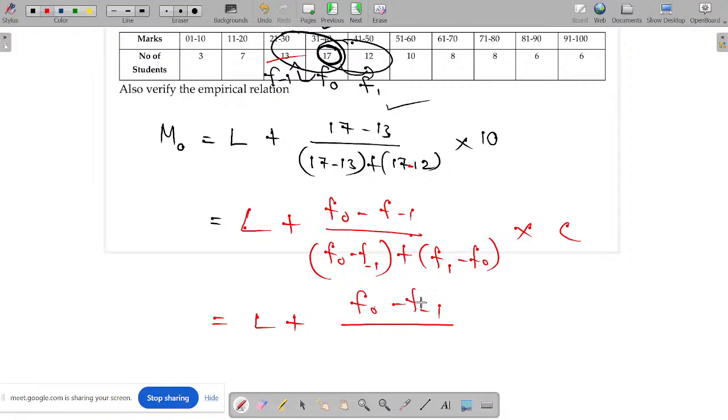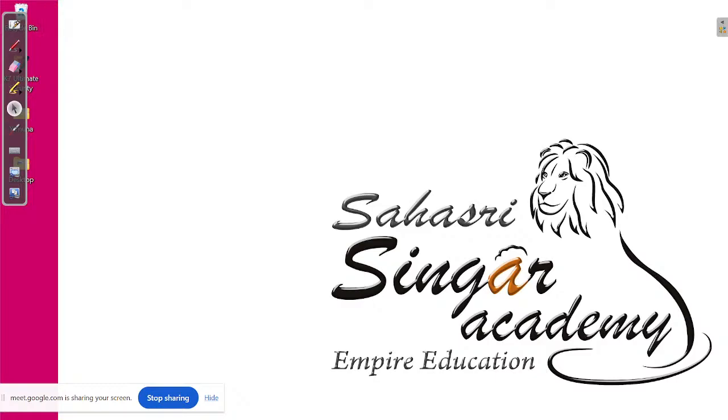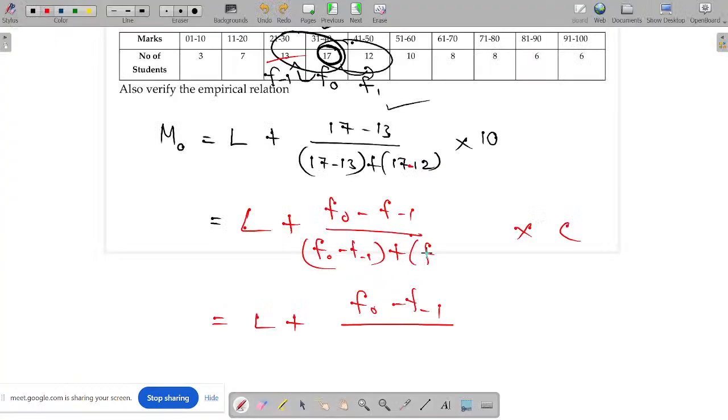We have to take this the other way. Please check this one. So this is F naught, F minus 1 plus, what is the 17? It's F naught, right? F naught minus this 12 is F1. So here, if I do some grouping, this is F naught, this is F naught, I'll get 2 times F naught. And what is remaining? Minus F minus 1 and minus F1 is remaining, into C.